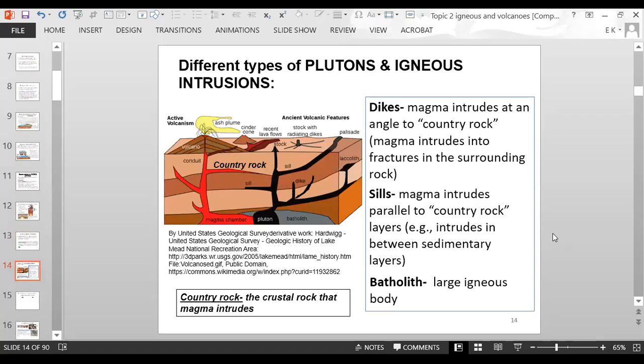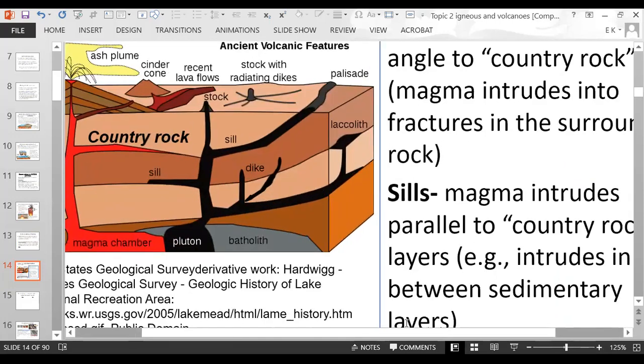So this diagram shows different types of plutons and igneous intrusions. Again, the word pluton is more related to when the rock is solid, when the magma has solidified and crystallized. That's more what a pluton is. And for the igneous intrusion, usually we're talking about molten rock that hasn't necessarily cooled and hardened yet. Okay, so let me zoom in to this picture here.